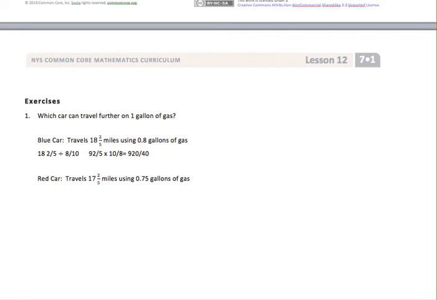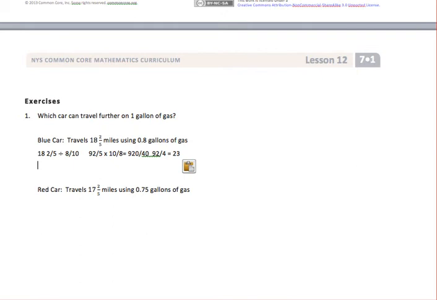920/40 can be simplified by dividing both by 10 very simply, giving us 92/4. And then finally we would simplify by dividing 92 by 4, which will be 23 miles per gallon.